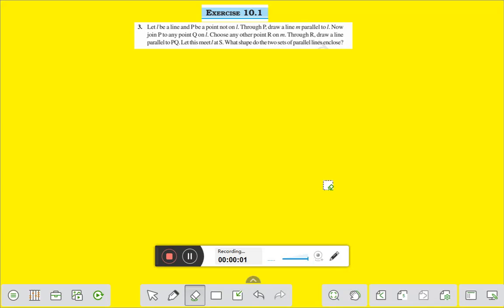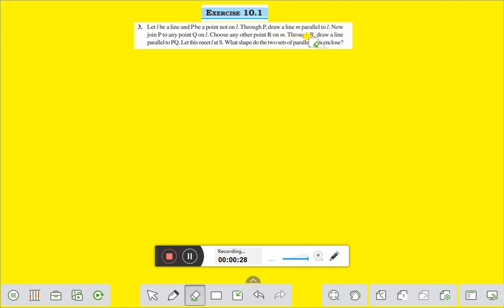Hello everyone. Today I shall discuss exercise 10.1 question number 3. Let L be a line and P be a point not on L. Through P, draw a line M parallel to L. Now join P to any point Q on L. Choose another point R on M.